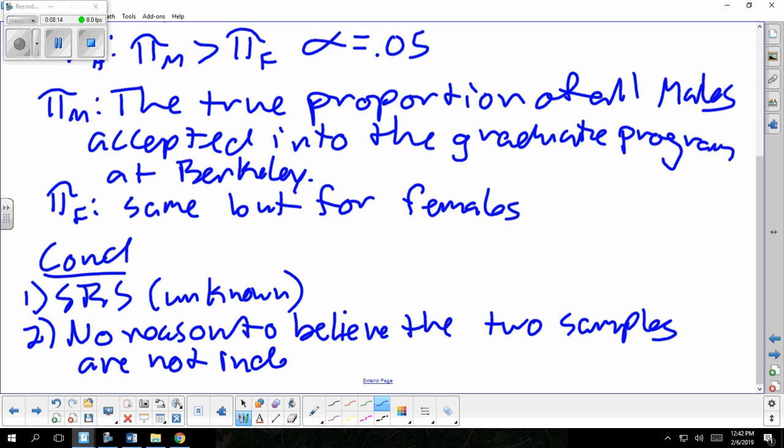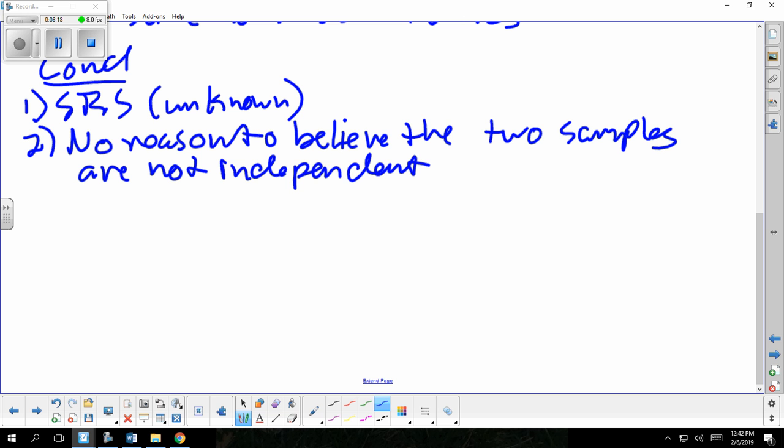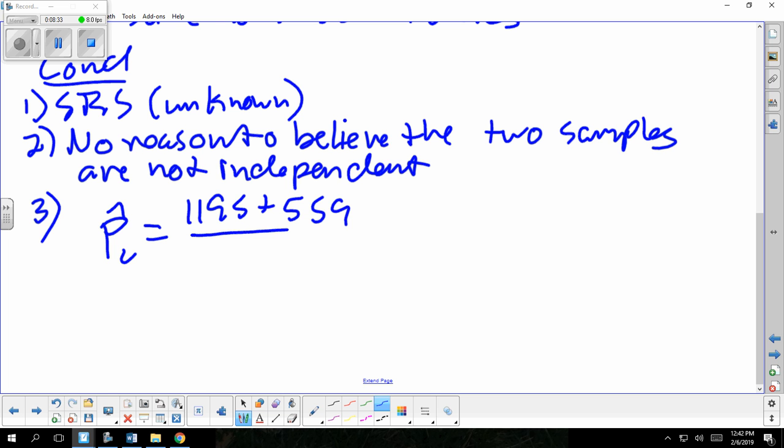Now, there's not going to be any overlap in this case, right? Because we have men and women. You can't be both. Okay? And then three, our p-hat combined. We have 1,195 plus 559 over 2681 plus 1835.